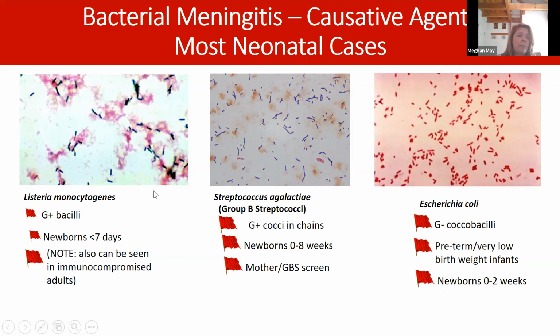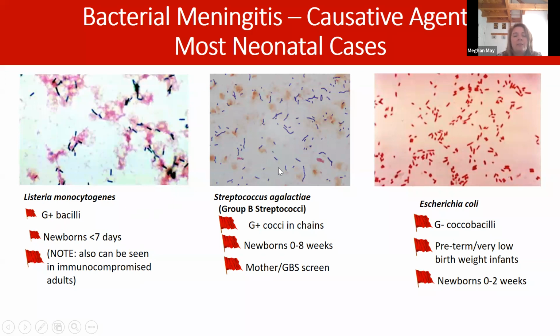So the first one is an organism called Listeria monocytogenes. These are gram-positive, dark purple, gram-positive rods. For Listeria, you usually see this in newborns that are less than 7 days old. And in addition, as mentioned, you don't see these in healthy adults, but you can see Listeria meningitis in immunocompromised adults. So mostly we think of this as a newborn causative agent, but for immunocompromised adults, that's also on the table.